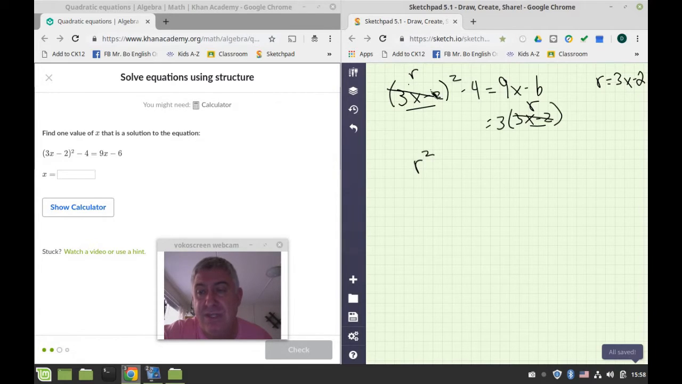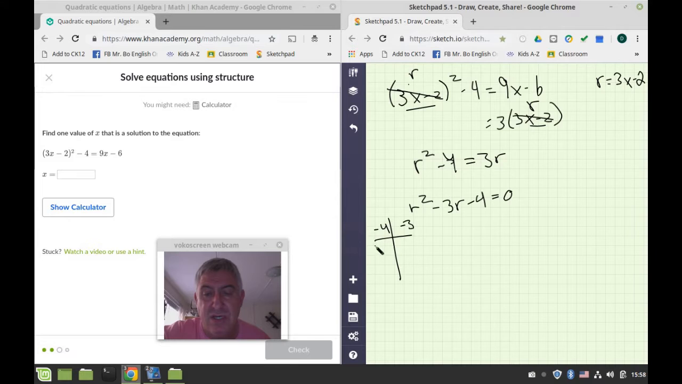So after I substitute r for 3x minus 2, I get r squared minus 4 is equal to 3r, or r squared minus 3r minus 4 is equal to 0. So now I want to factor. So I want something that multiplies to be negative 4. Negative 1 times 4, and that's 3. That's not negative 3. And I've got 1 times negative 4, and that's negative 3.